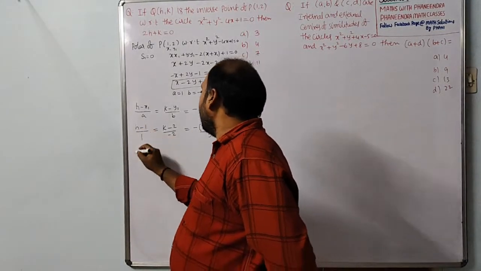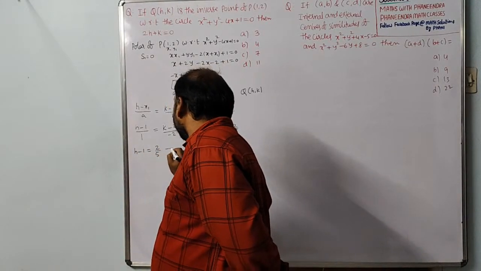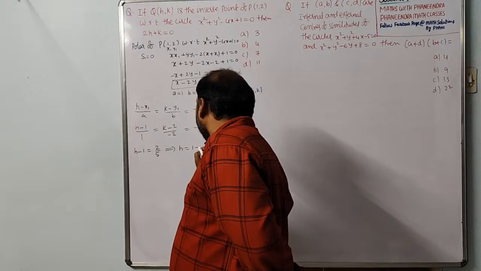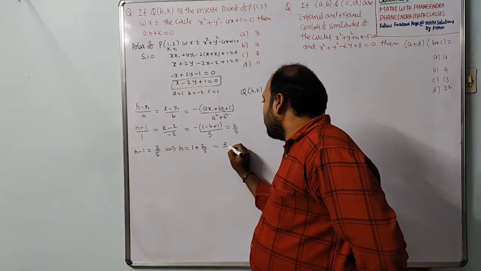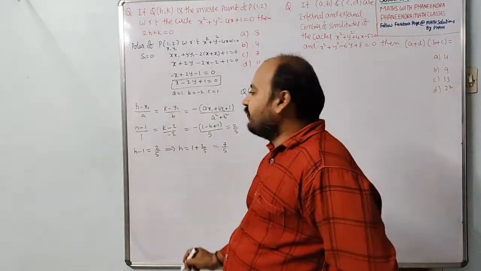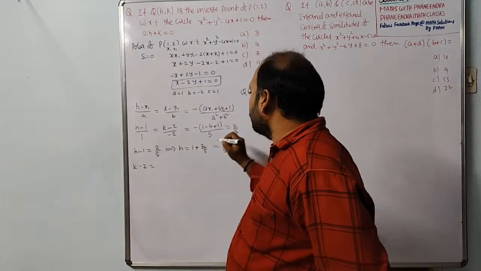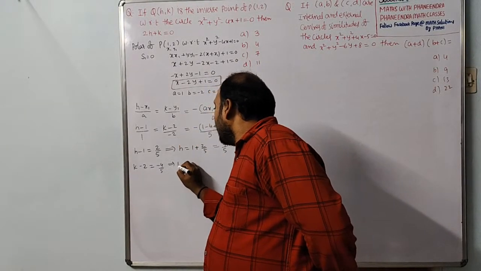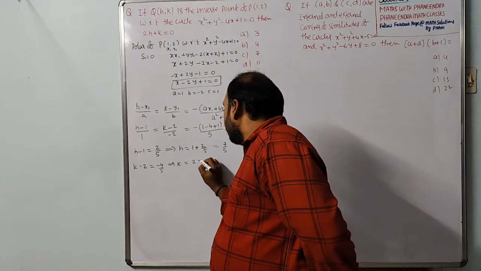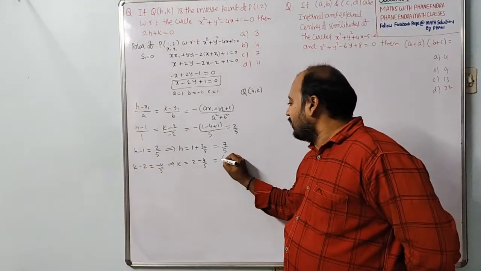So I want to get the value of h now. H minus 1 is equal to 2 by 5. That implies h is equal to 1 plus 2 by 5, which is also equal to 7 by 5. So h value we got it. Now k minus 2 equal to minus 2 into 2 is minus 4 by 5. So that implies k equal to, bring this side, 2 minus 4 by 5. 5 twos are 10, 10 minus 4 is 6, 6 by 5.